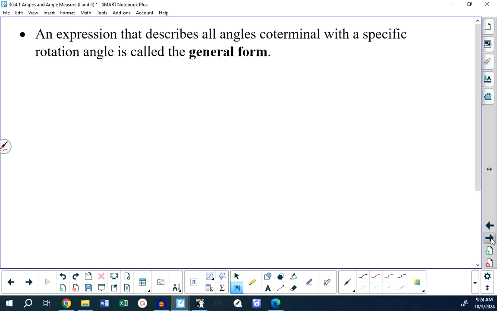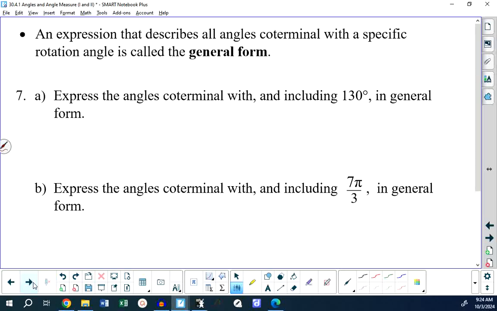So let's put this together now. There is something called the general form for a description of coterminal angles. So it's an expression that describes all of the angles that are coterminal with a specific rotation angle. So if I said to you, answer this question, what are all of the angles that are coterminal with 130, including 130? How would you do that? Well, you would say that all of these rotation angles, these are all coterminal, are equal to 130 degrees.